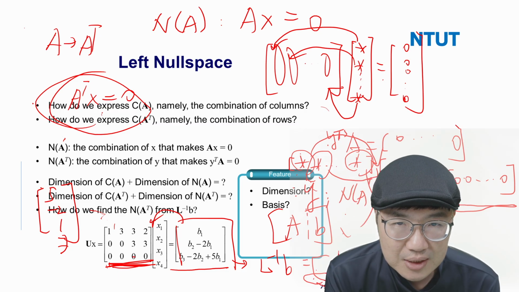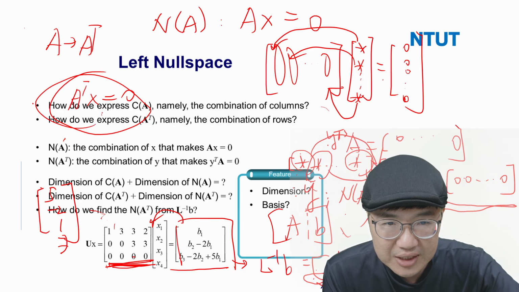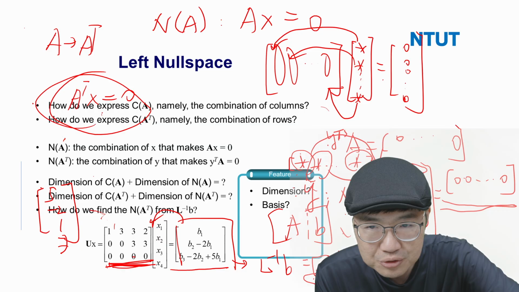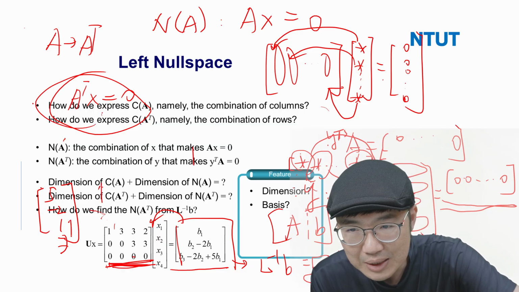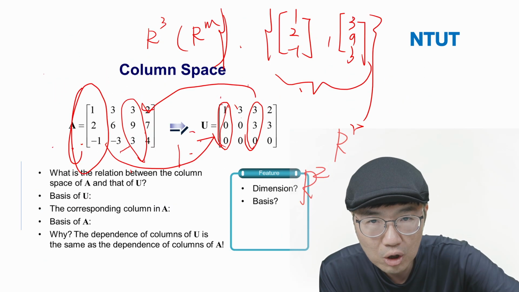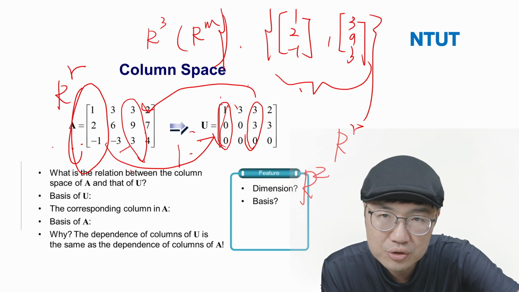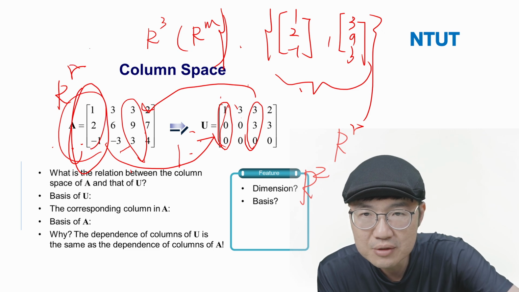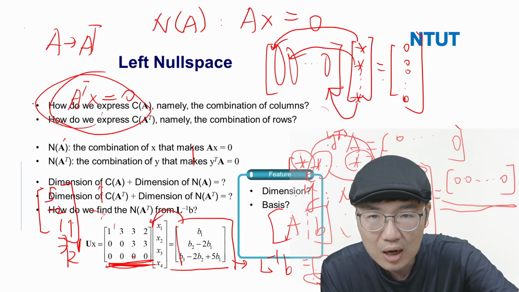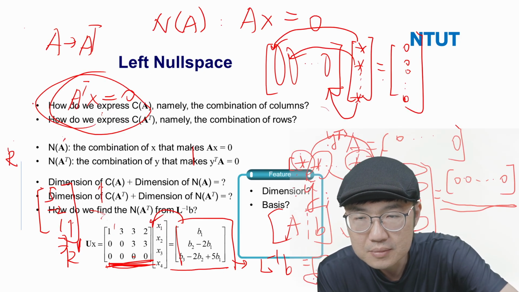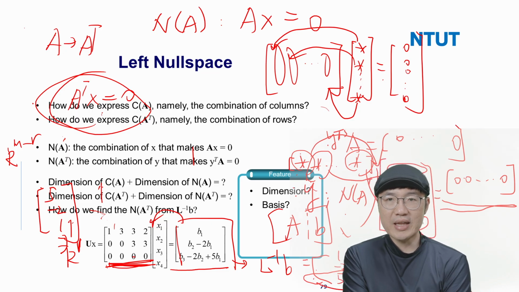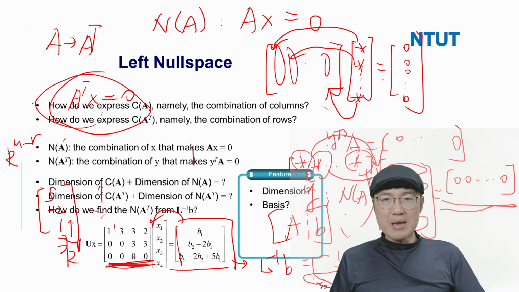This shows us the left null space. And in this case, the basis of the left null space is 5, minus 2, 1, and its dimension is 1. The dimension of the column space is 2, or r in general. And the dimension for the left null space would be m minus r. That's the dimension for the left null space, m minus r.